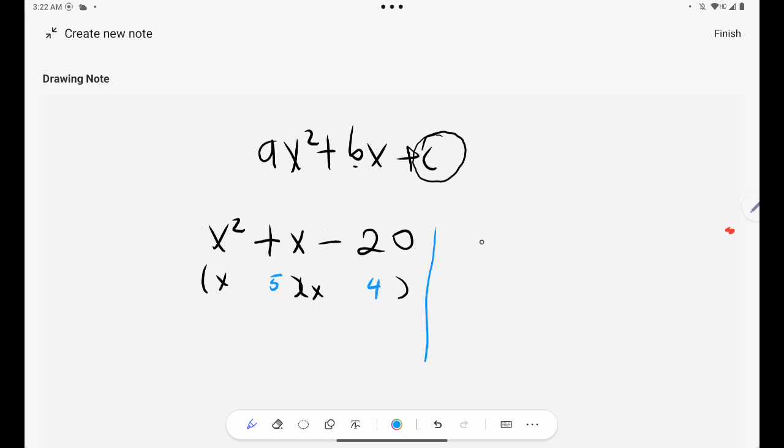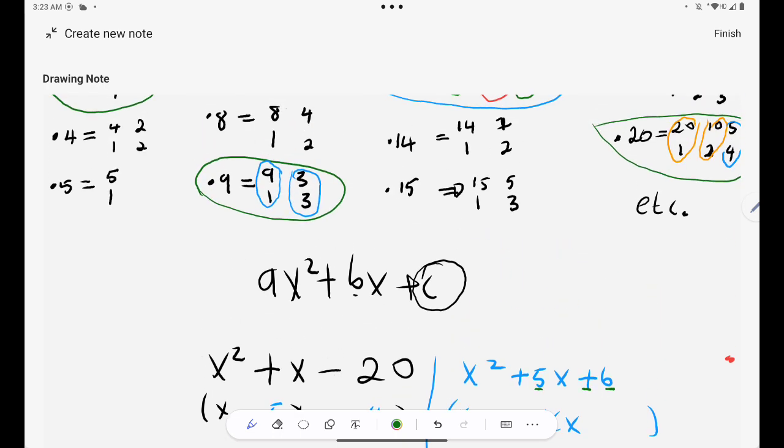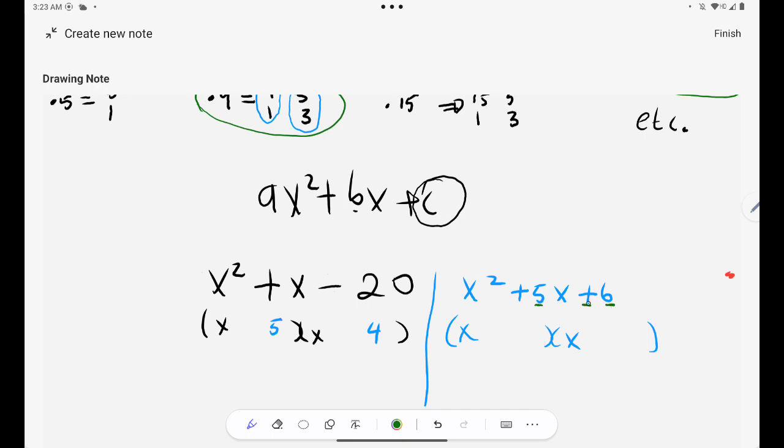Another one, I can be asked to factorize something like this. x squared plus 5x plus 6. Same thing applies. Put x here and there, and then you want the factors of 6, this number here. That's when we add, because there's a plus, will give you 5. The factors of 6, that's when you add, will give you 5.